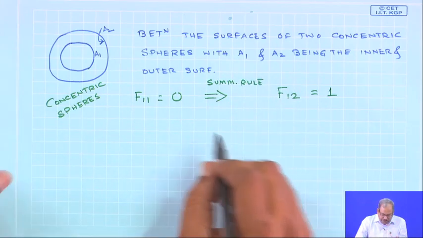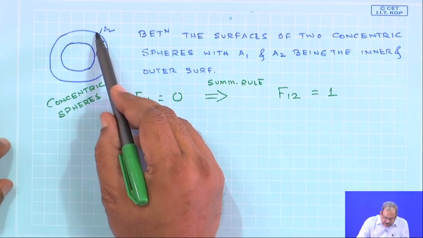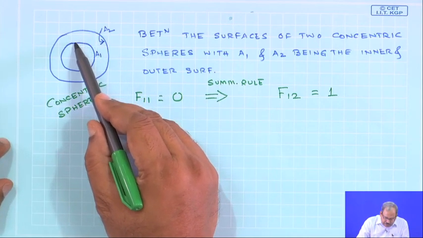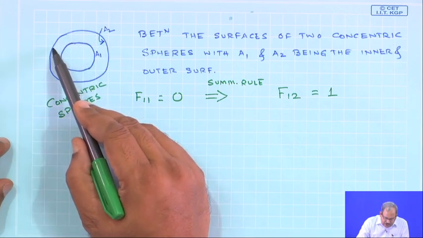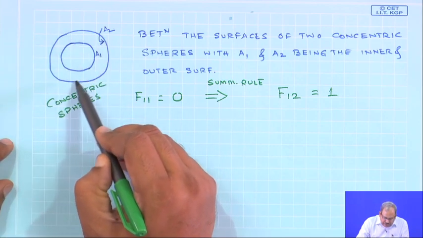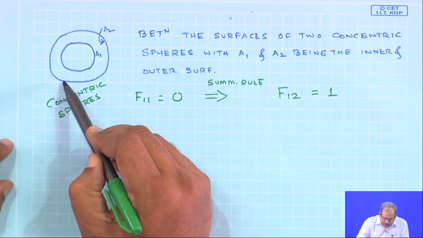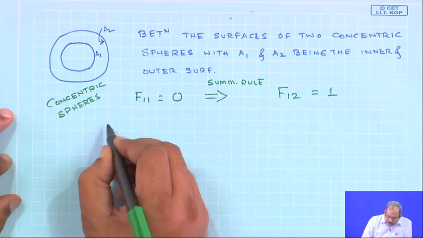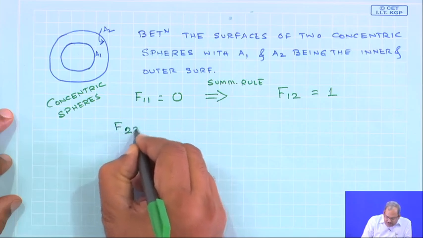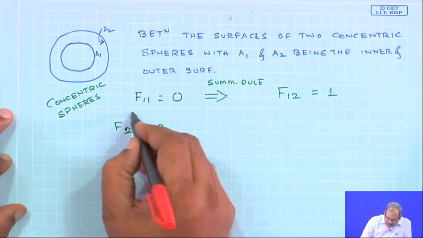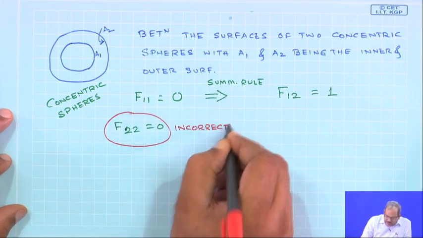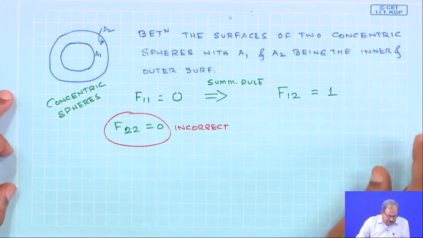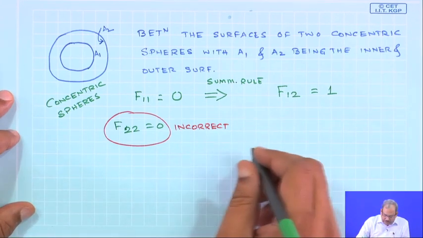On the other hand, some of the energy which is emitted from 2 is going to strike 1, but some of the energy emitted from 2 may strike 2 itself once again. Since A2, the inside area of the outer sphere, is a concave one, I cannot say that F22 is equal to 0. Saying this would be incorrect, since that is not the case.